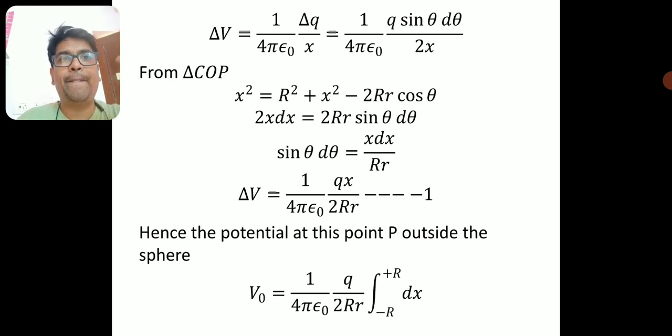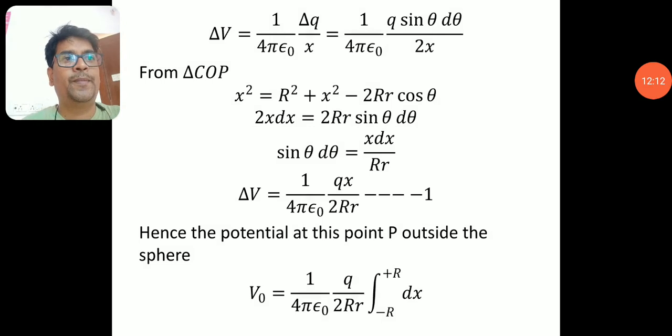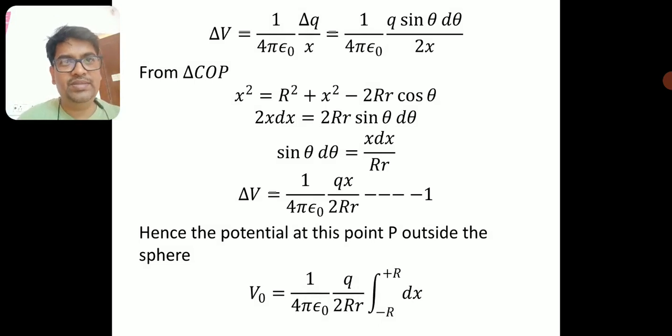From the triangle COP, the equation which I have written is a little wrong, but please make the correction. So x square is equal to R square plus small r square. This has to be small r square instead of x square in the right hand side. R square plus r square minus 2Rr cos theta.